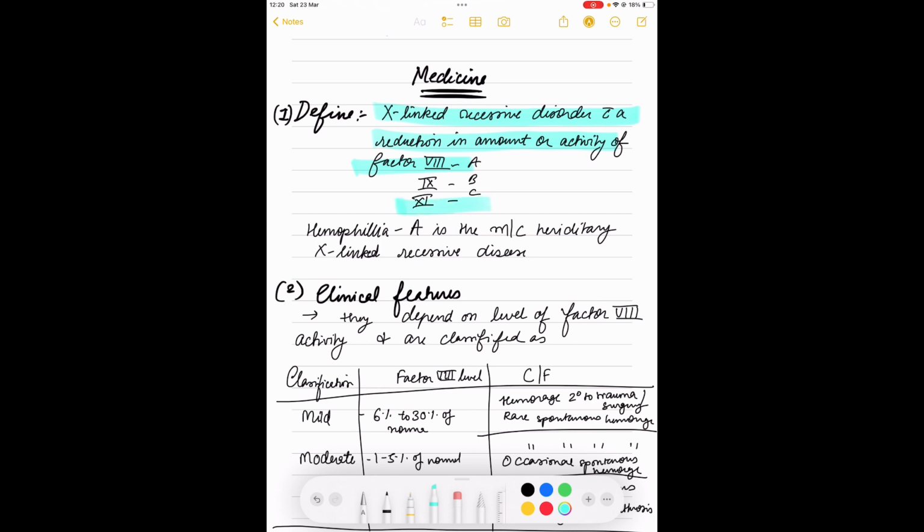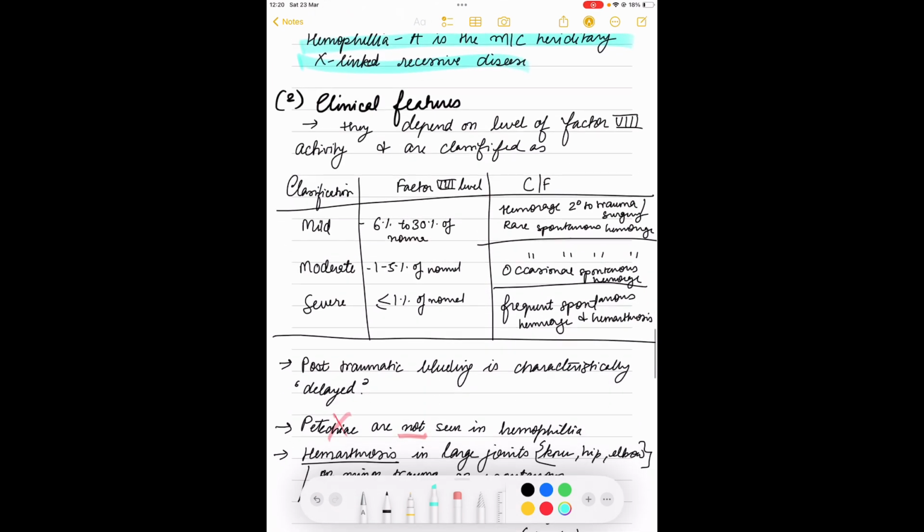Hemophilia A is the most common one of them, and now I'd like to talk to you about certain clinical features of how hemophilia A is going to present. The clinical features are going to be hemorrhage, which is secondary to trauma in mild cases. So which cases are mild cases?